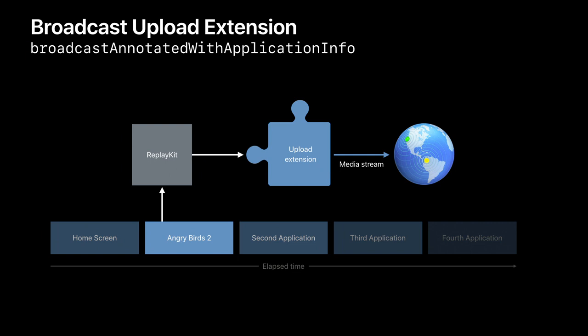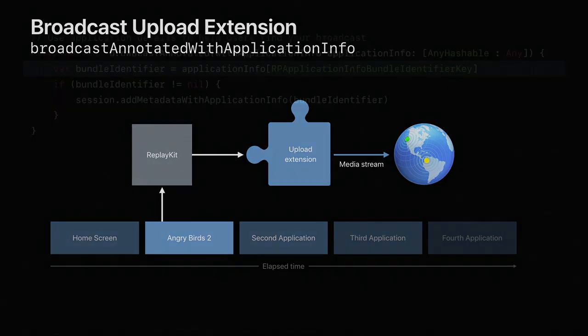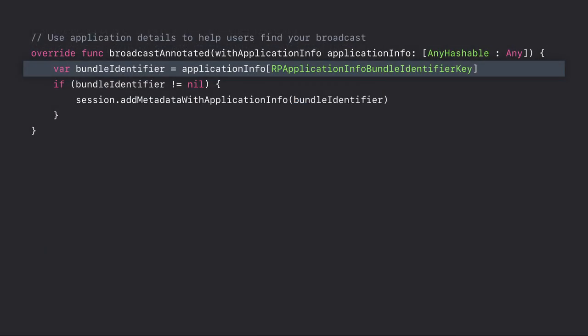As soon as a player starts his game, Angry Birds in this example, ReplayKit notifies your extension that that has happened and provides a dictionary with details about the app that was started. As an example, you can use the key defined by ReplayKit called RPApplicationInfoBundleIdentifierKey and get the bundle ID of that game and pass it as metadata to your stream.